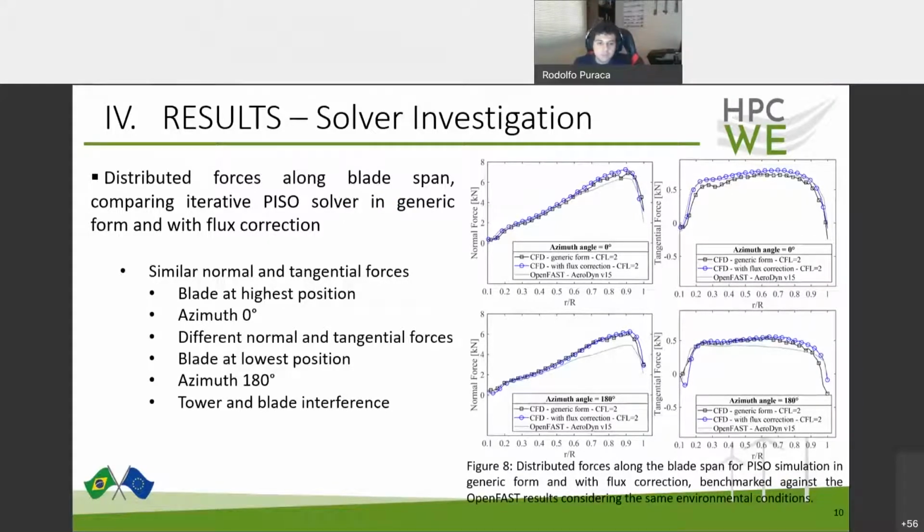Here we have plotted the graphs of the distributed force along the blade span, comparing the PISO in generic form in black and the PISO with pressure correction in blue and OpenFAST in gray. This shows that when the blade is in the highest position, the azimuth angle 0 degrees, the difference between CFD results and OpenFAST is small. But when the blade is at the lowest position, at the azimuth angle of 180 degrees, experiencing the tower interference, the results in the distributed forces along the blade are more different, showing the CFD result with larger normal and tangential forces. Next slide.